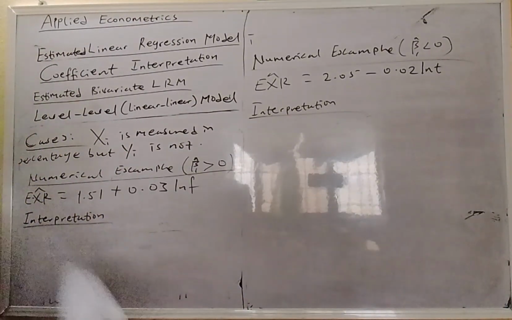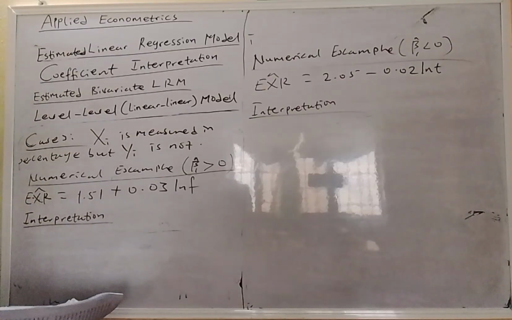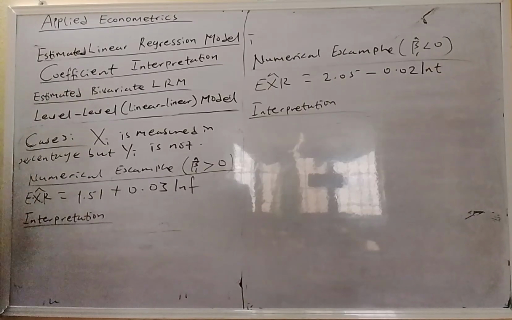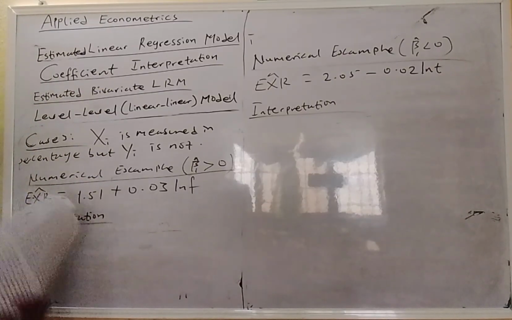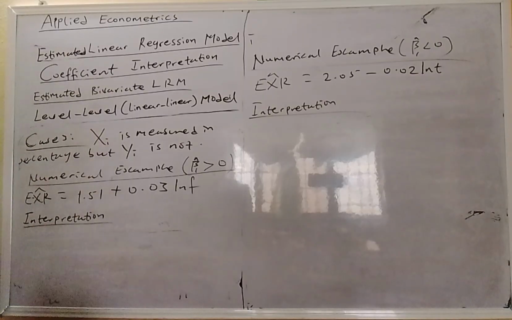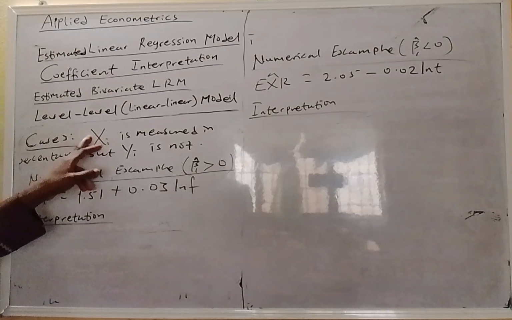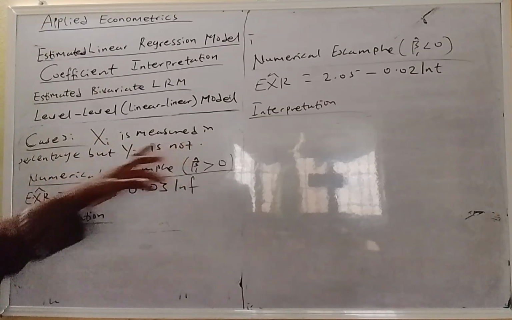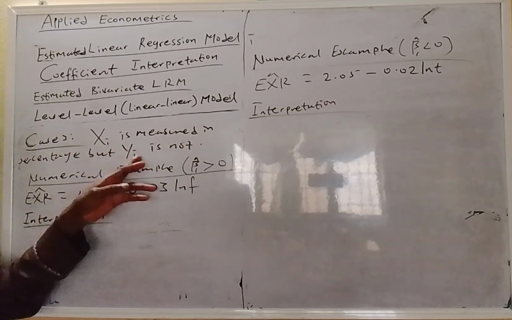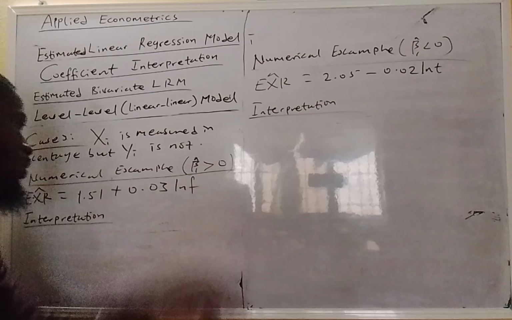So here we explain how to interpret regression model coefficients. We are still on the level model, also known as the linear model. This is case 3, where the independent variable is measured in percentage, but the dependent variable y is not.